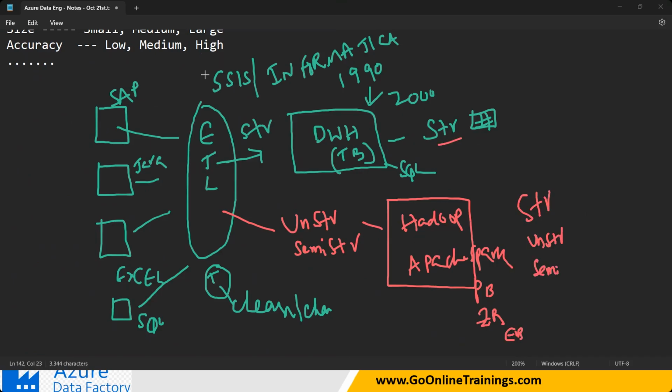Now SSIS can work. SSIS is an ETL tool. It can get the data and load it into the data warehouse.